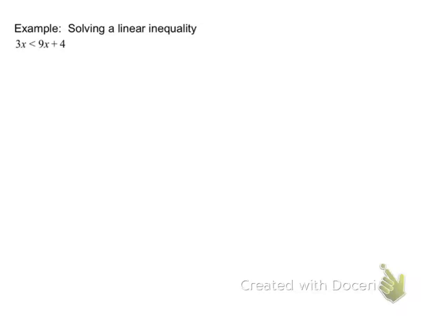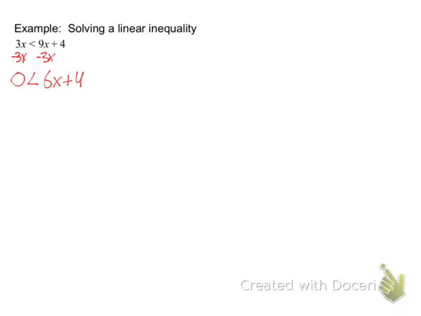So if I want to get x by itself, I think we can see that we should probably move 3x to the right, correct? And if I move 3x to the right, is that okay? What's on the left then? It's not nothing, it's 0. So 0 is less than 6x plus 4.